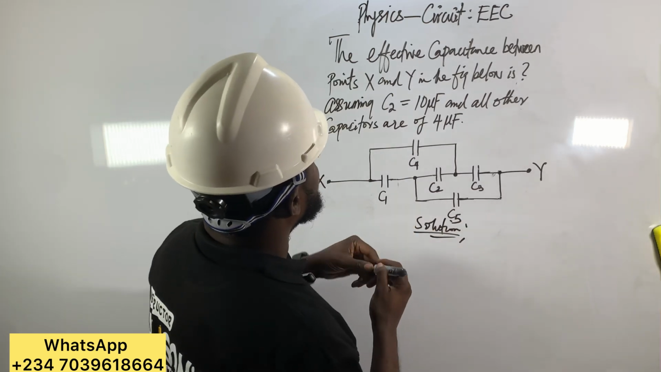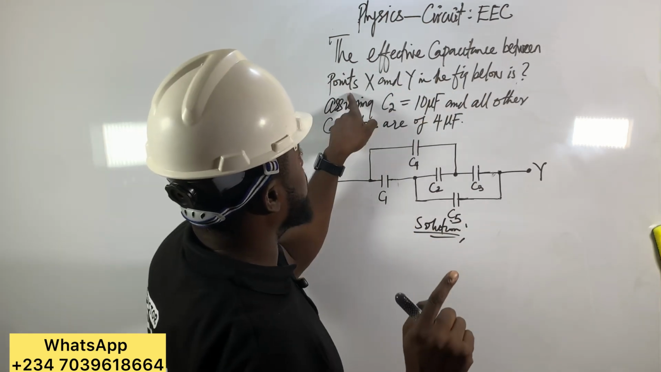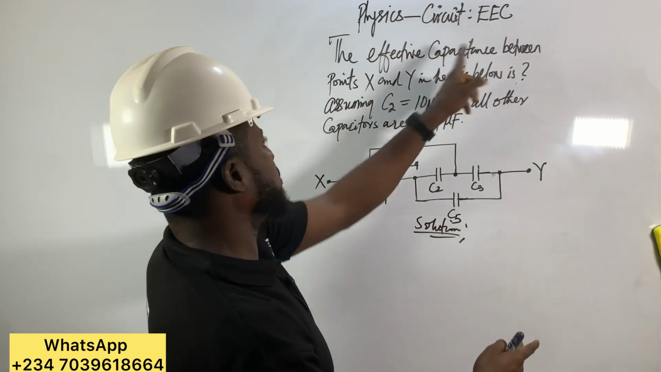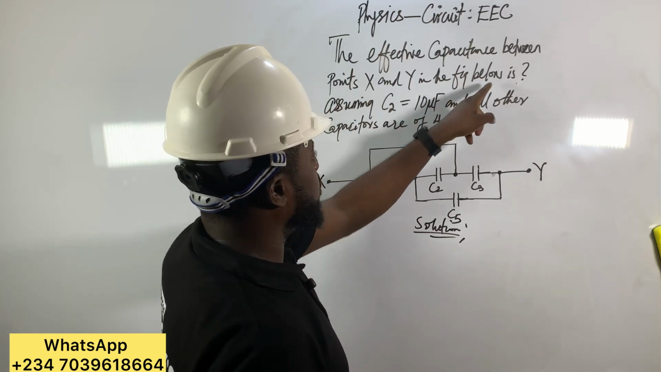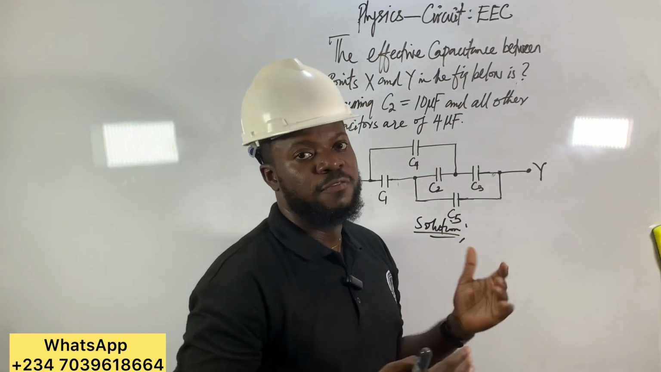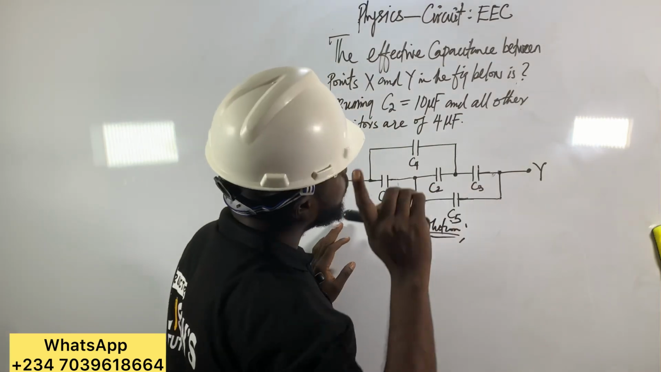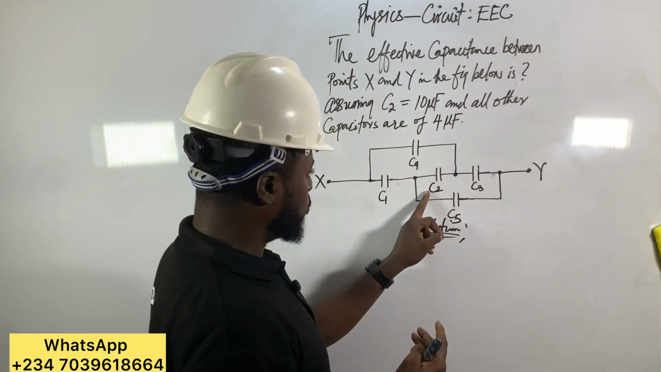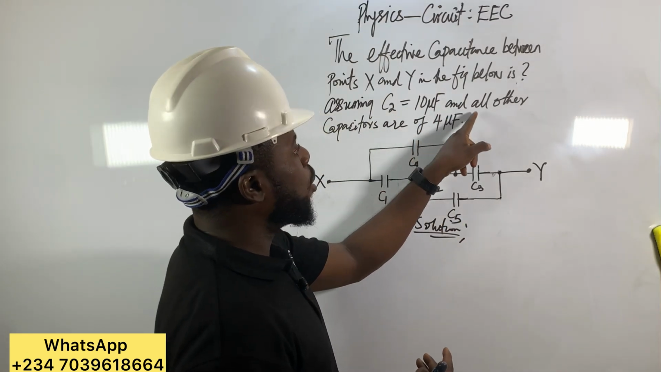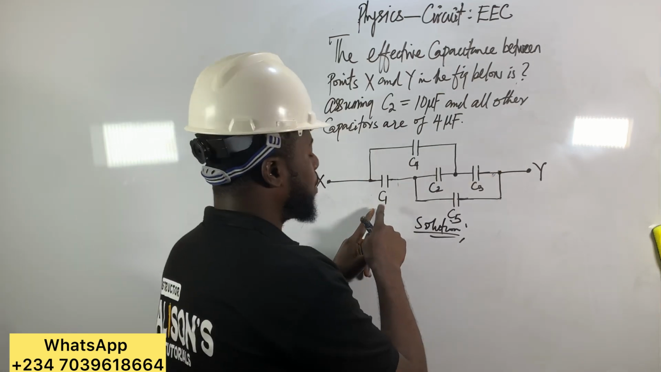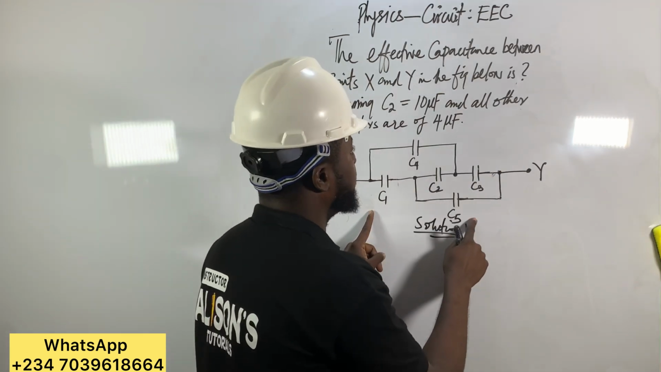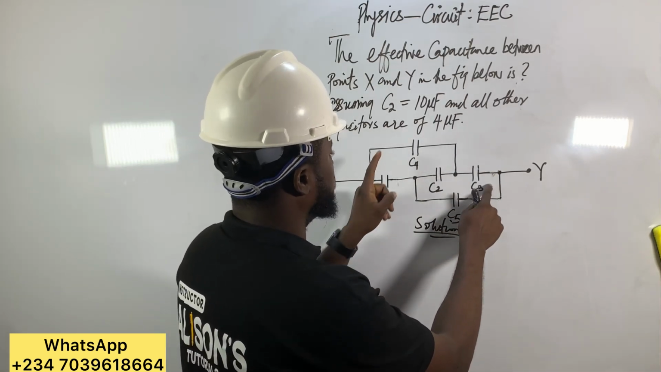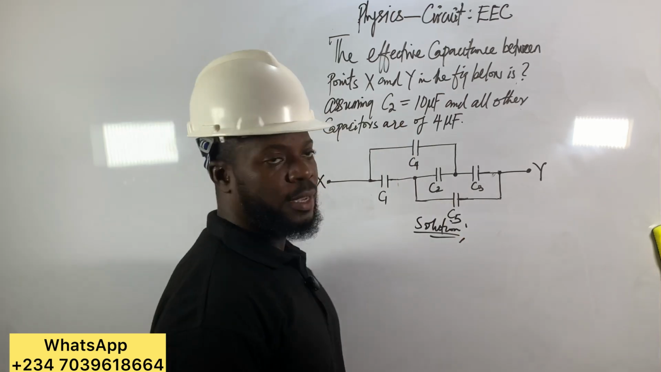They say find the effective capacitance between points X and Y in the figure below. See the figure. They don't just stop there. They tell you, assuming that C2 is equal to 10 microfarad, and all other capacitors, C1, C4, C3, C5, are 4 microfarad. So this one 4, this one 4, this one 4, C4, and this one is 10 microfarad.